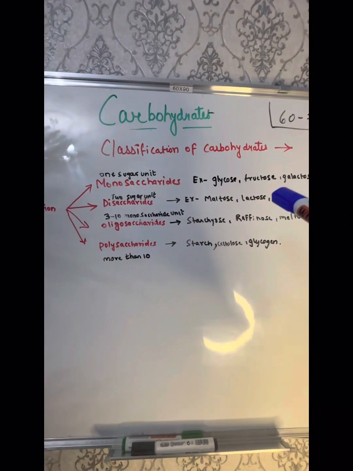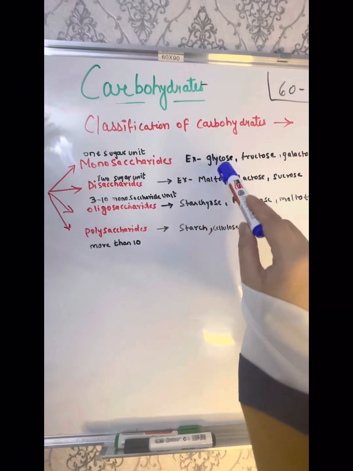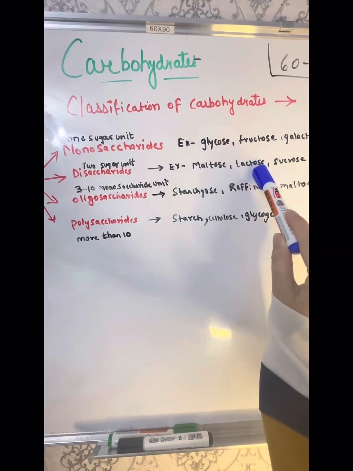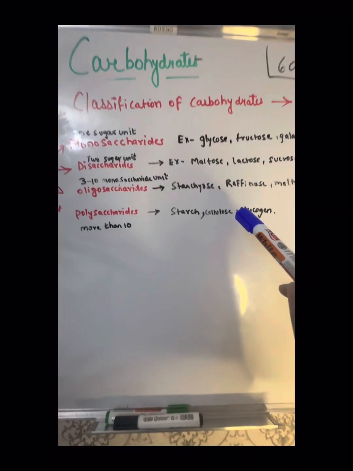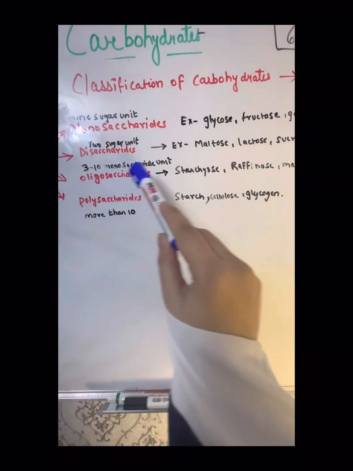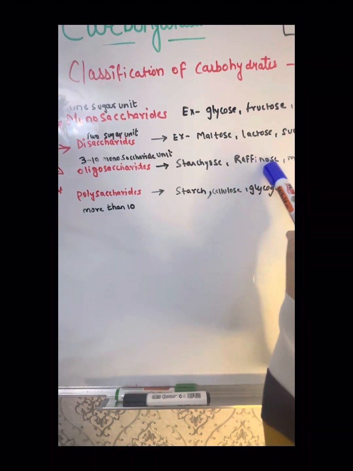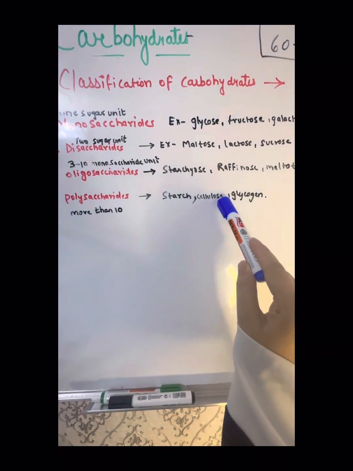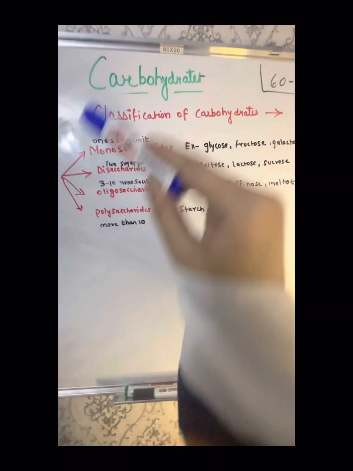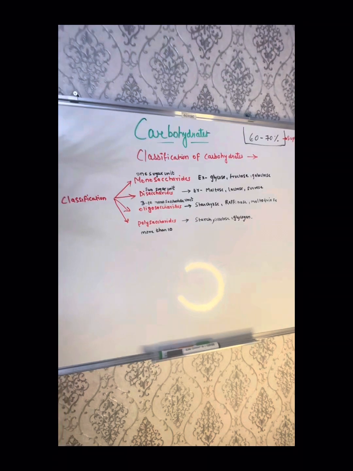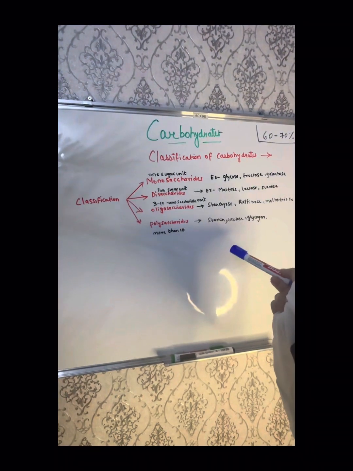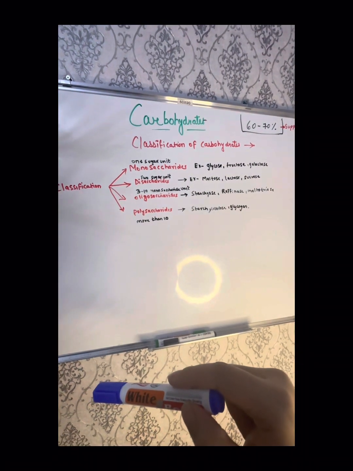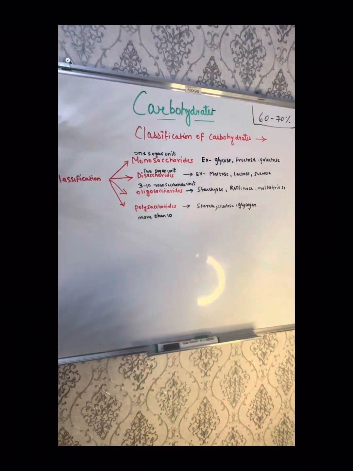The examples of monosaccharides are glucose, fructose, galactose. Disaccharides: maltose, lactose, sucrose. Now the examples of oligosaccharides are stachyose, raffinose, maltotriose. Polysaccharides: starch, cellulose, glycogen. Okay, so this is all about the classification of carbohydrates. This is one way to classify. You can write in this way also and the previous way also. Both the methods are correct.